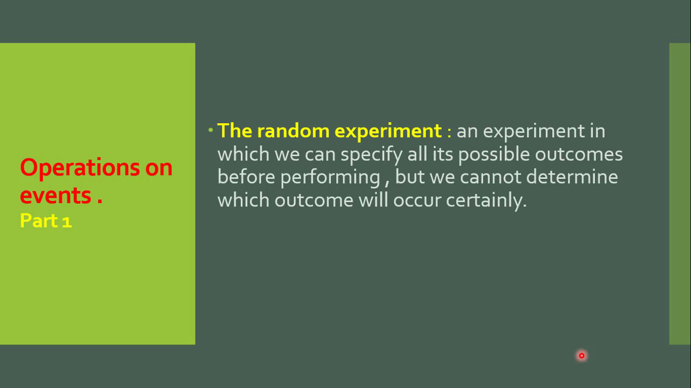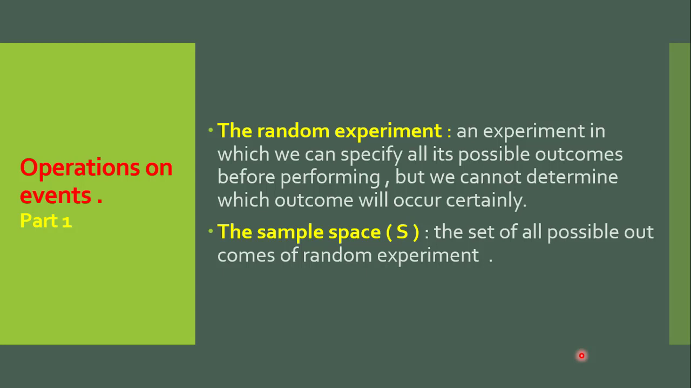We studied before the random experiment, and we said that this is an experiment in which we can specify all the possible outcomes before performing, but we can't determine which one of them will occur for certain. Okay? So this is the random experiment. We know all the possible results, but we can't determine which one will occur.